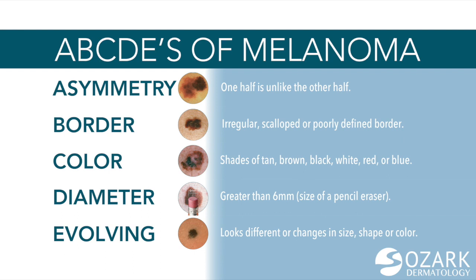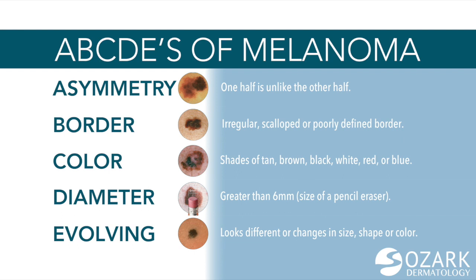B stands for border irregularity. The borders, instead of being smooth and arcing, are very jagged and irregular. Again, think of an island on a map. C stands for color. Not just dark color, but different shades of dark within the same spot. There can also be hues of red, blue, and white within the dark spot.